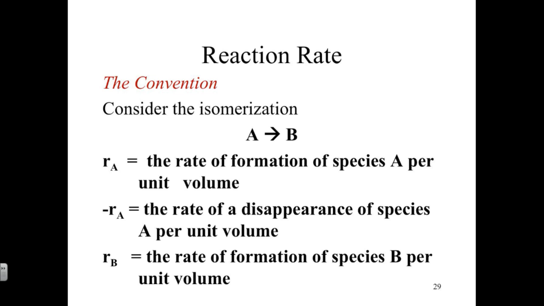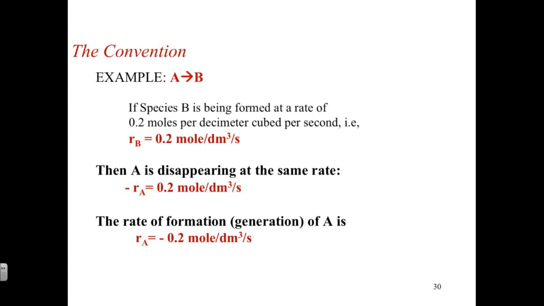Example: if species B is being formed at a rate of 0.2 moles per decimeter cubed per second, that would be r_B equals 0.2 moles per decimeter cubed per second. Then A is disappearing at the same rate. The rate of disappearance of A is 0.2 moles per decimeter cubed per second. However, the rate of formation of A is going to be negative because it's not forming, it's disappearing.